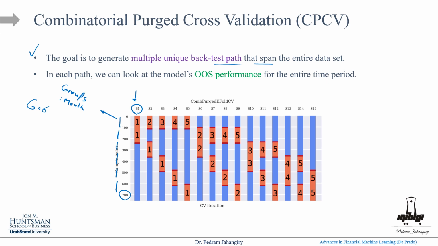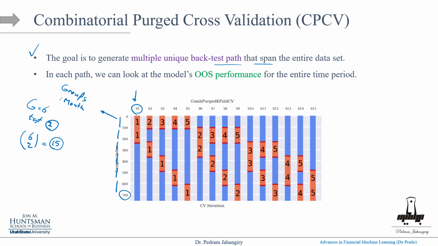And I want to keep 2 months of these 6 months as my test set, right? For all these 700 observations. So let's say I want to test 2 groups or 2 months. How many different ways can I do that? It's a combination of 2 of 6, right? So 2 of 6 is basically 15 different ways, right? 6 multiplied by 5 divided by 2.